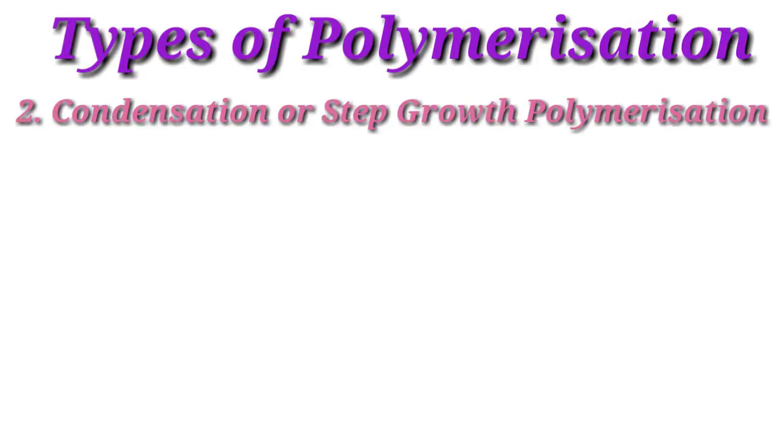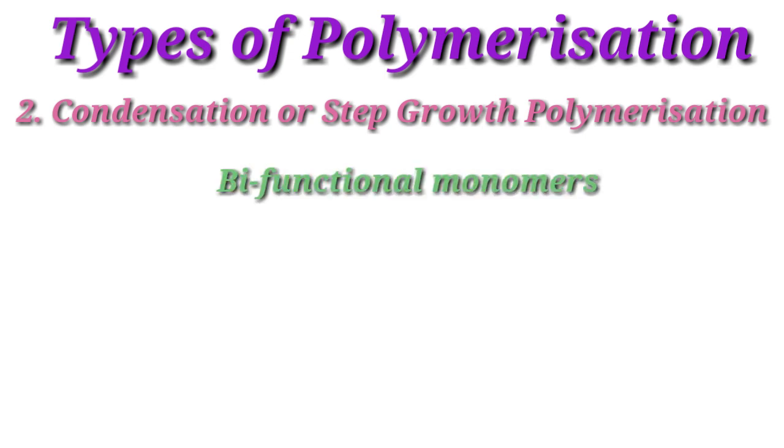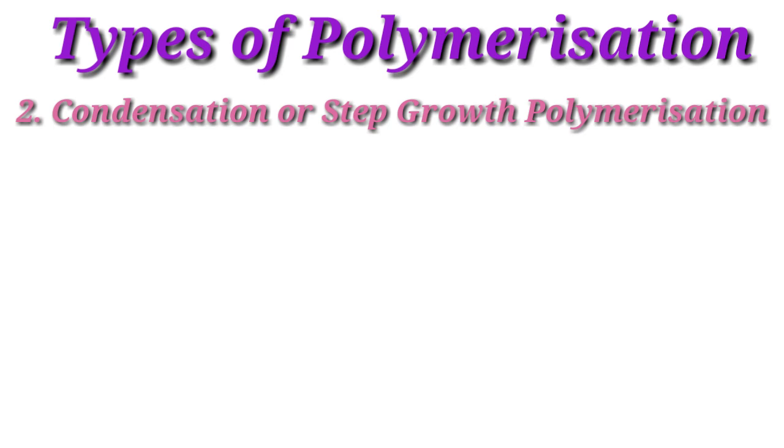Next category, condensation polymerization or step growth polymerization. In this type of polymerization, condensation reaction between two bifunctional monomers takes place repeatedly. This reaction happens by the elimination of simple molecules such as water, alcohol, etc. In these reactions, the product of each step is again a bifunctional species and the sequence of condensation goes on.